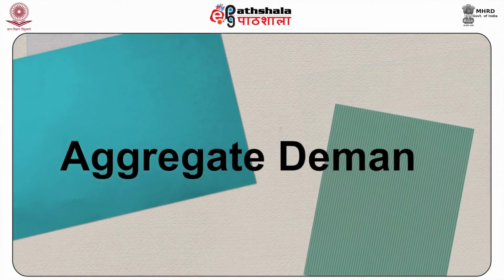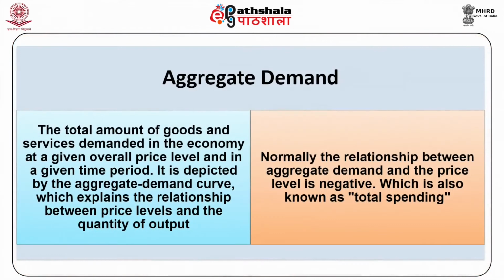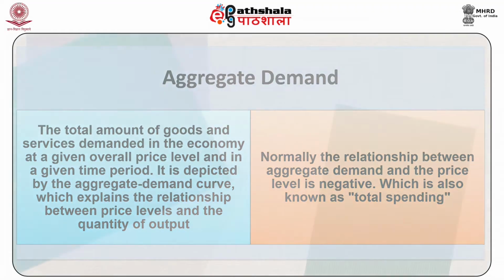Second is aggregate demand: the total amount of goods and services demanded in the economy at a given overall price level and in a given time period. It is depicted by the aggregate demand curve, which explains the relationship between price levels and the quantity of output that firms want to provide. Normally, the relationship between aggregate demand and the price level is negative, which is also known as total spending.